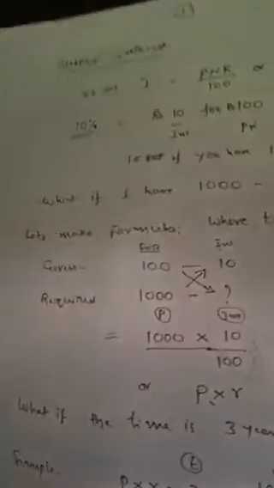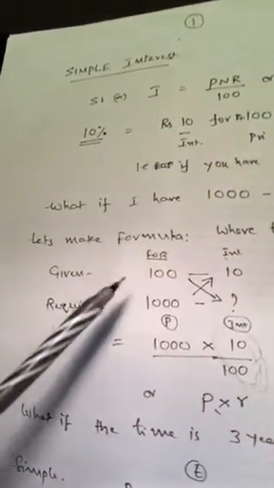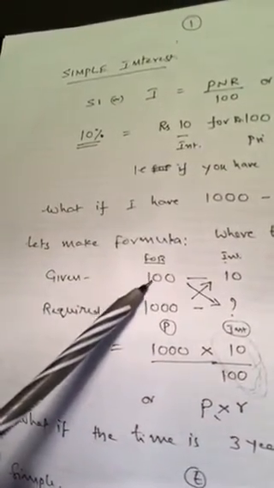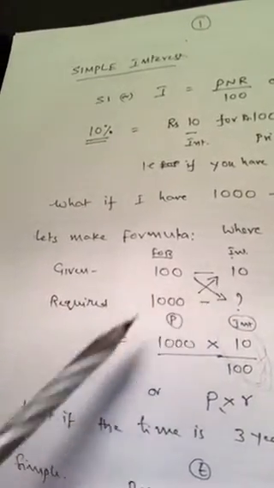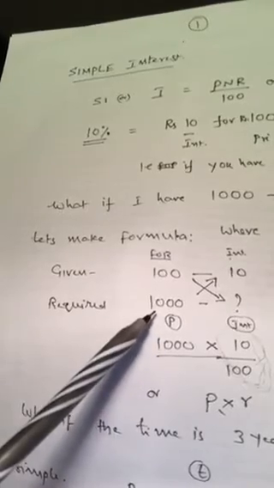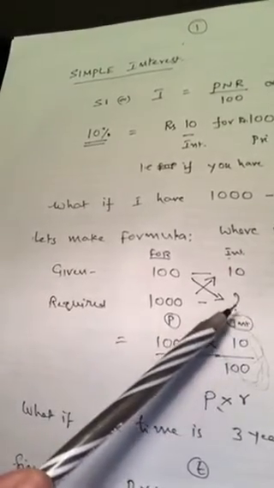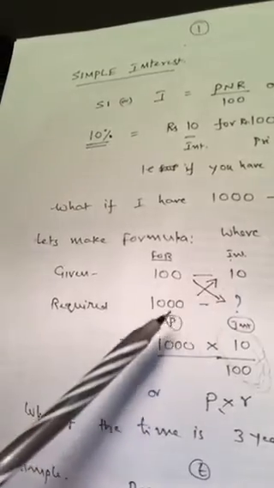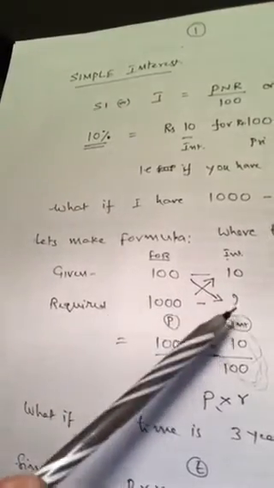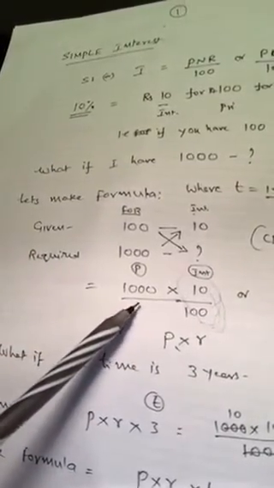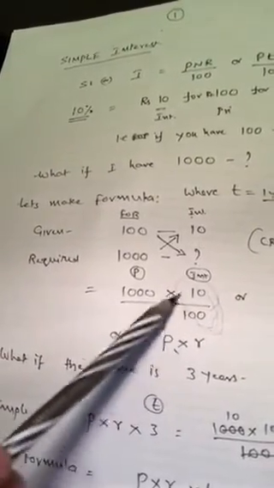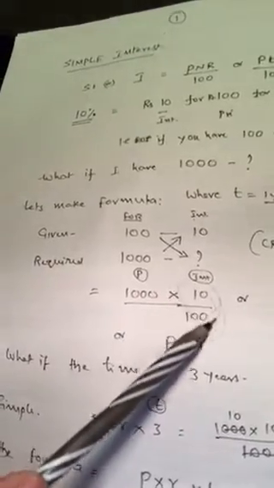We have already done this in our childhood schooling days. If we have 100 rupees as principal, we are given 10 rupees interest. If we have 1000 rupees as principal, how much interest are we given? Now cross multiply it: 1000 into 10 divided by 100. This can also be represented as 1000 into 10 by 100. This 10 by 100 is nothing but R.